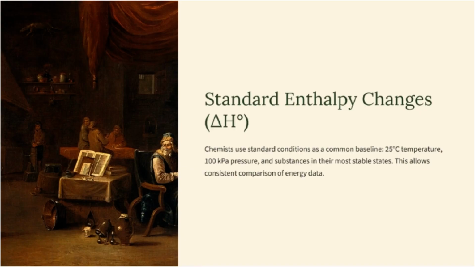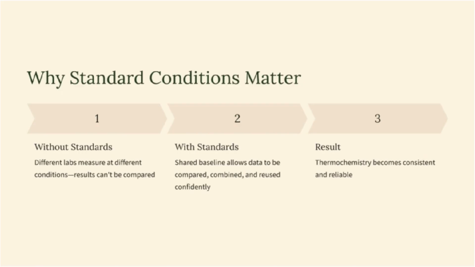To compare reactions fairly, chemists use standard conditions. Standard enthalpy changes are measured at 25 degrees Celsius, 100 kilopascals, and with substances in their most stable states. Without standard conditions, energy values from different labs wouldn't be comparable. Using standards makes thermochemistry consistent and reliable.